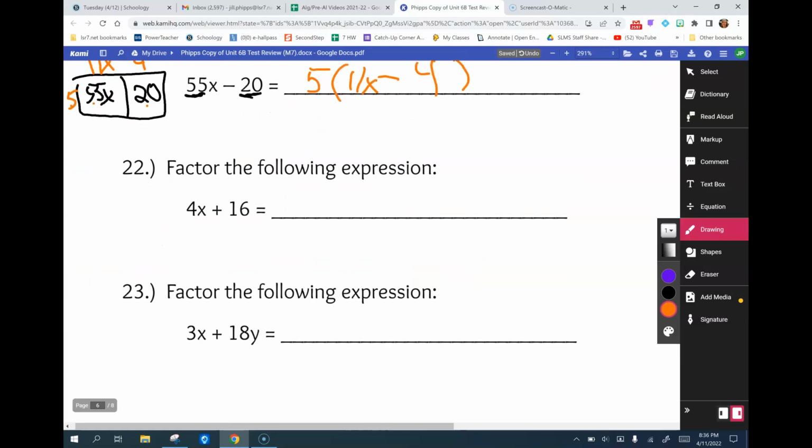Let's keep going. Factor the following expression. So what I'm looking for is what do they both have that they can both be divided by? 4x and 16. They can both be divided by a 4. And that's a really good trick. Always take the smallest one and see if it goes into the biggest one. So I'm going to divide them both by 4. 4x divided by 4, I can cancel out the 4s. I get a 1 when I divide. So I get a 1x or just x. 16 divided by 4 is 4.